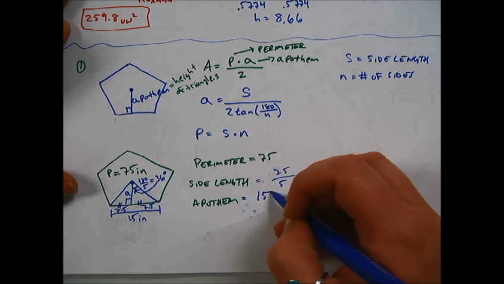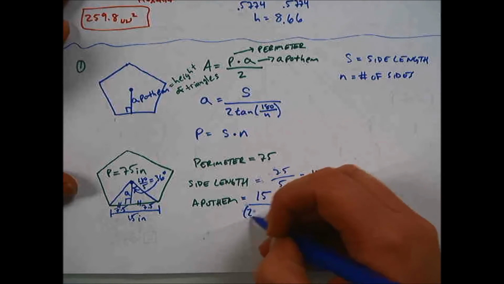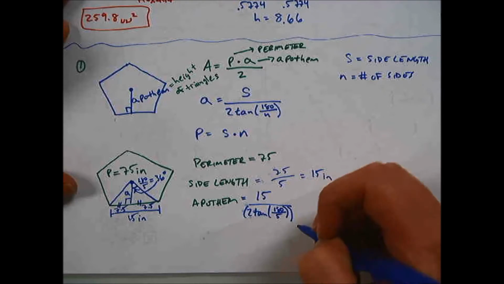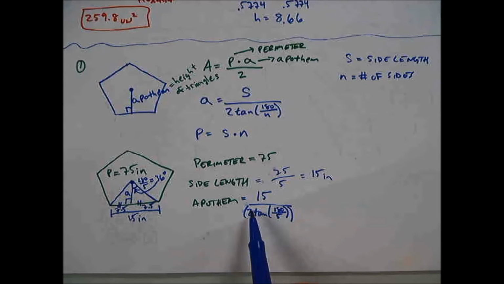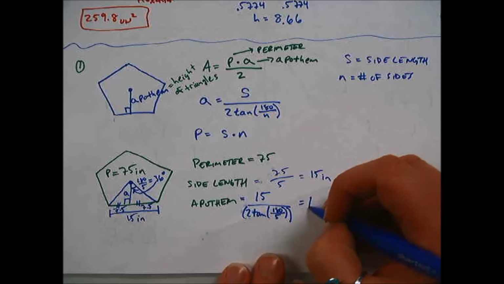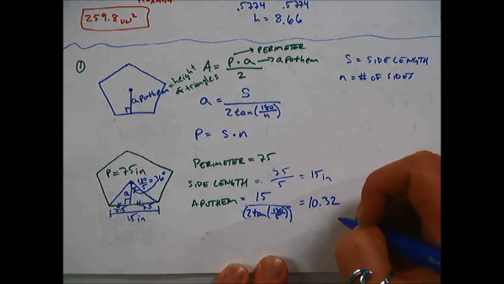So we could go side length over 2 times tangent of 180 divided by 5, since there are 5 sides. And we want to make sure we type this into the calculator just like this, with the parentheses and everything. Otherwise, it will think it's 15 divided by 2 and then times tangent. So we go 15 divided by parentheses 2 tangent of 180 divided by 5. And we get that the apothem, when we do all of that, is 10.32.